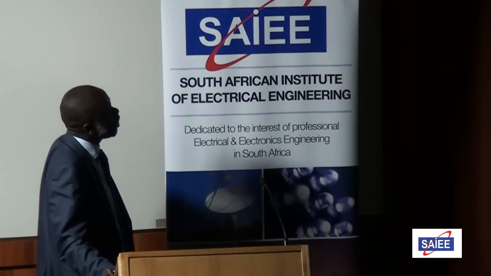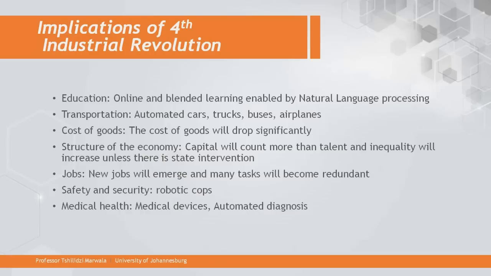Of course, new types of jobs are going to emerge. I think safety and security, not too long ago, I heard that there was a standoff in Texas, and they used a robot to actually, not defuse the situation because there were casualties there, but certainly robotic cops, in medical health, medical devices, automated diagnosis.